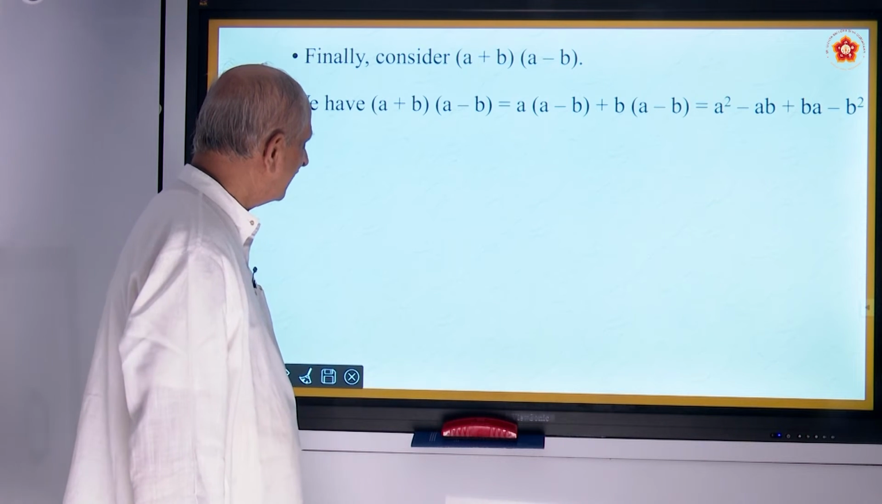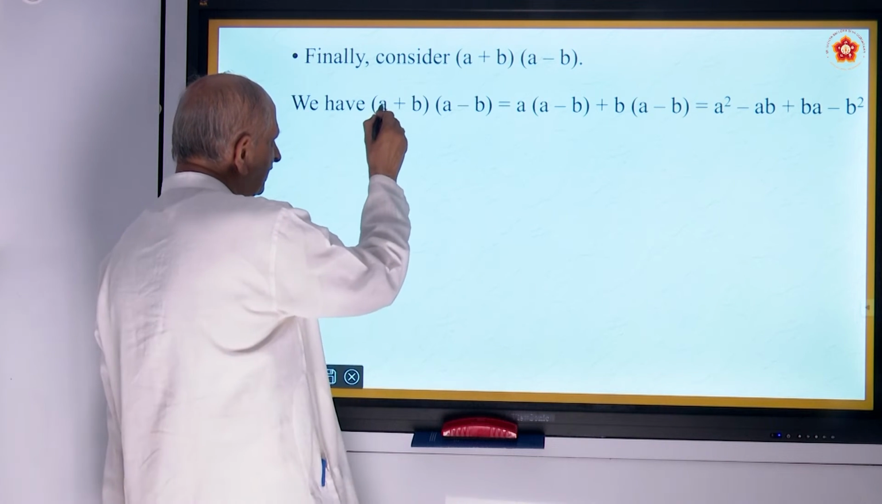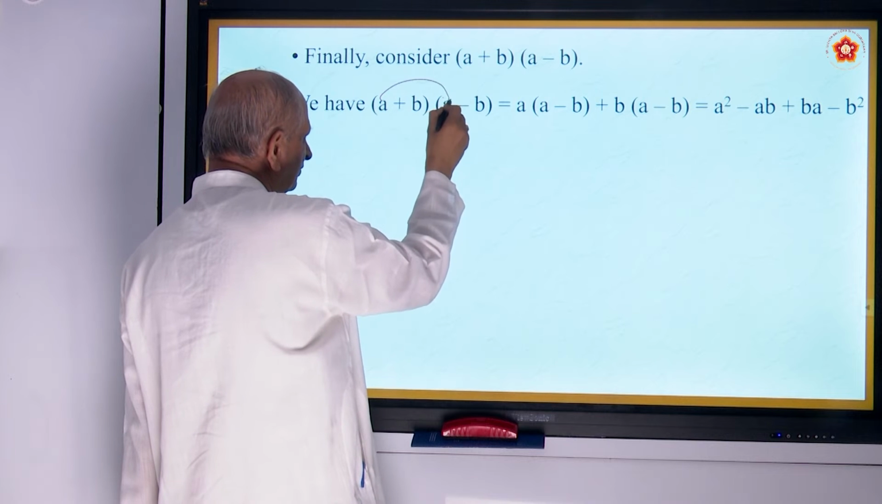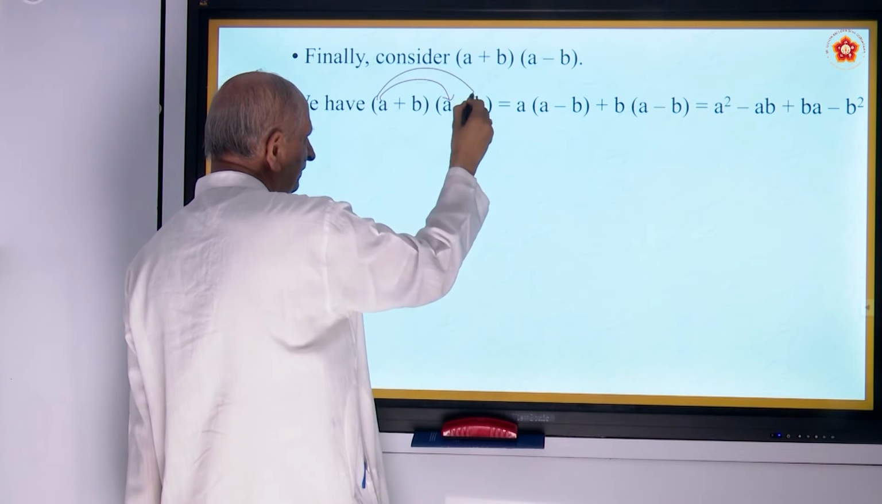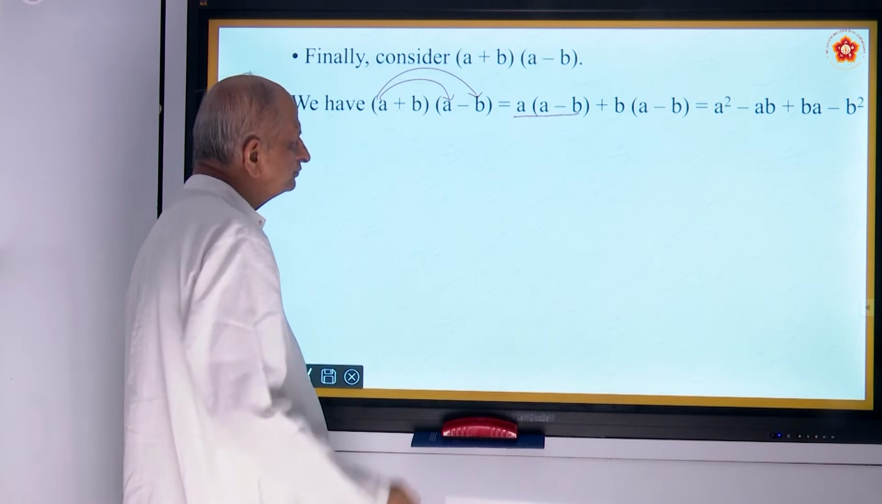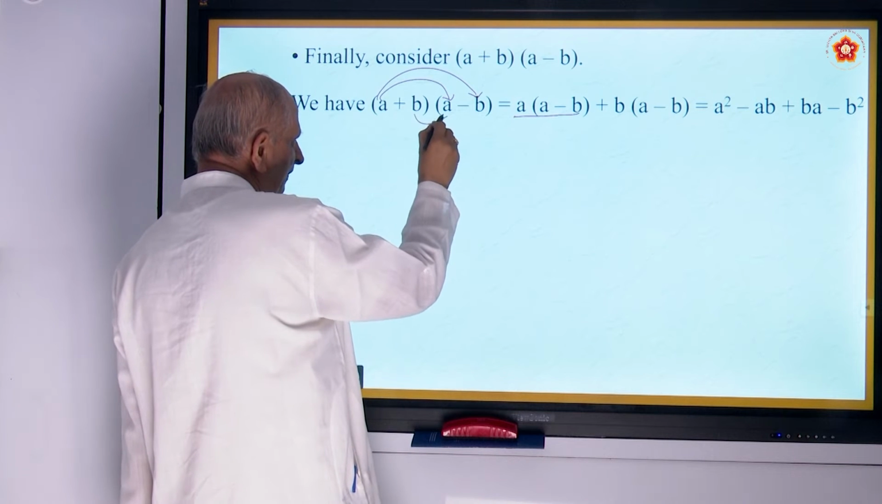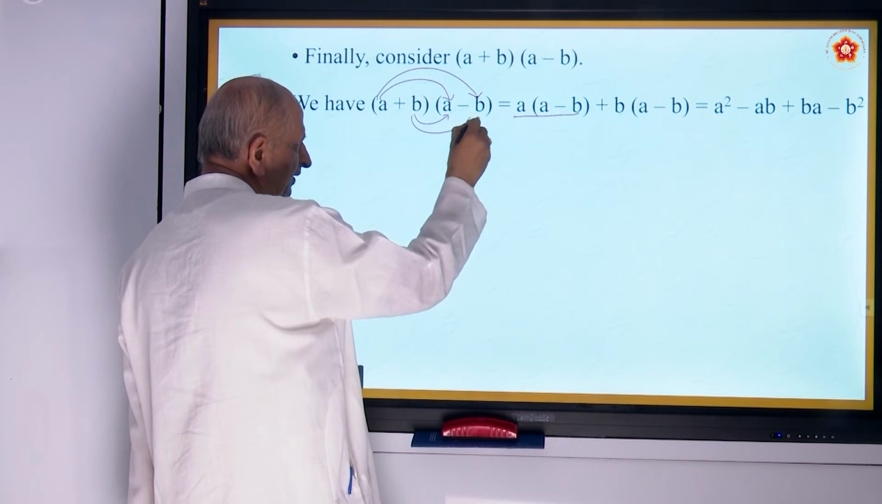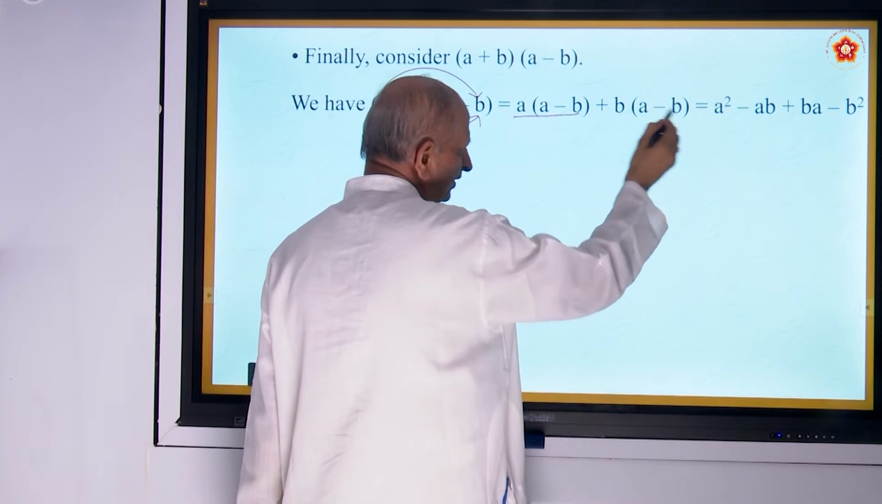So what is the answer you get? Take that A, multiply it to A first, then minus B. So A into A minus B, distributive law. Take that B, multiply it to A minus B. So B into A minus B.